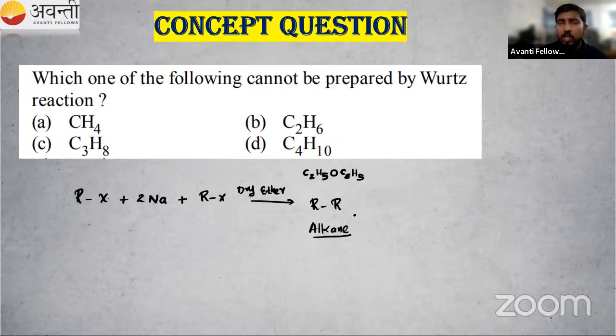What about the speciality of Wurtz reaction? We can produce alkanes with an even number of carbon atoms. What about alkanes with an odd number of carbon atoms? Generally we do not use Wurtz reaction to prepare alkanes with an odd number of carbon atoms. So in the question, we have to check which of the following organic compounds has an odd number of carbon atoms. Here we have 1 carbon, here 3 carbon, here 2 carbon, here 4 carbon. So what is the correct answer? That is methane. We cannot prepare methane using Wurtz reaction.